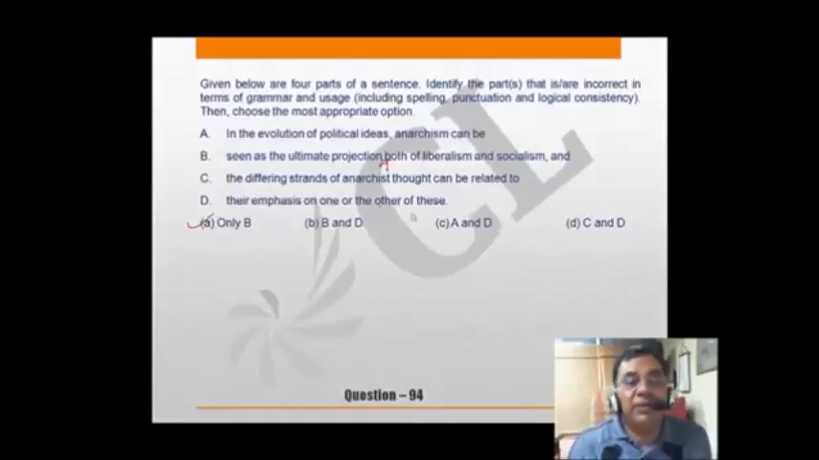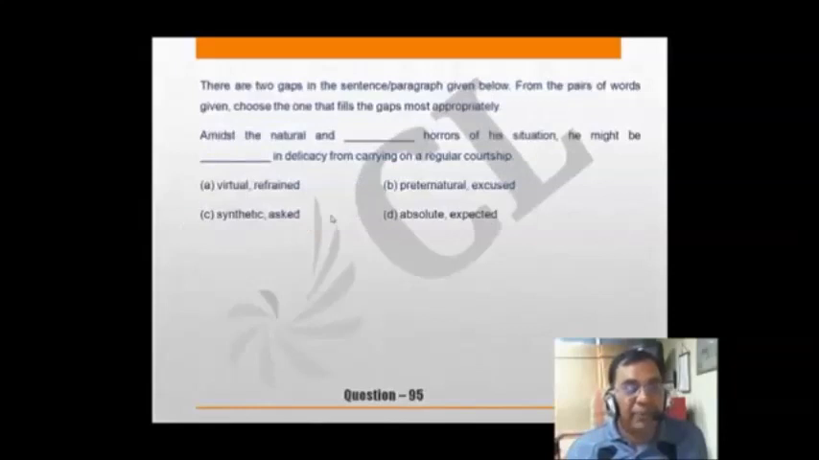The differing strands of thought can be related to its emphasis on one of these, because I'm finding one wrong. So I'll finally go for answer B and D. Or related to its emphasis on one of... no, I'm not in doubt. Okay, these are my very strong area.